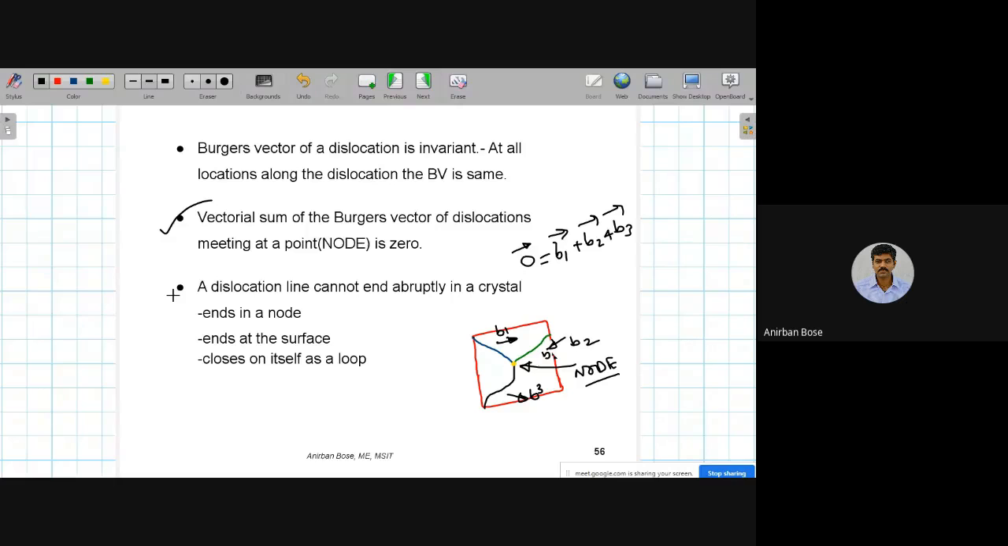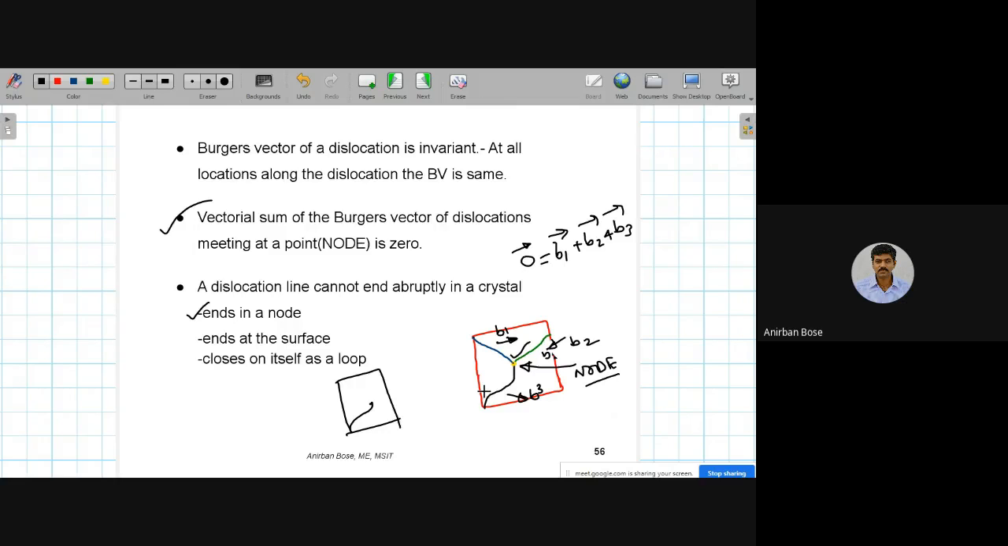The third point is very important. A dislocation line cannot end abruptly in a crystal. Either they meet in a node, as you can see in this example, where one dislocation line shown by the blue is ending at the node, or the green dislocation line is ending at the node. So they can end at a node. They cannot end abruptly within the crystal. That means suppose this is a crystal, and one dislocation line suddenly cannot end within the crystal. Either they can end at a node, that is the first possibility, or they end at the surface. So if you consider the whole volume, the dislocation line can end at the surface.